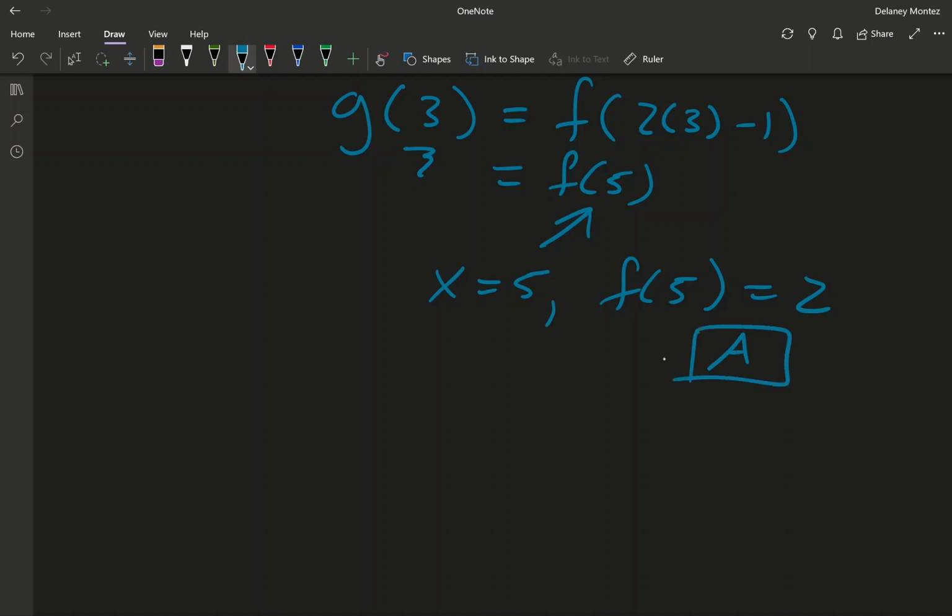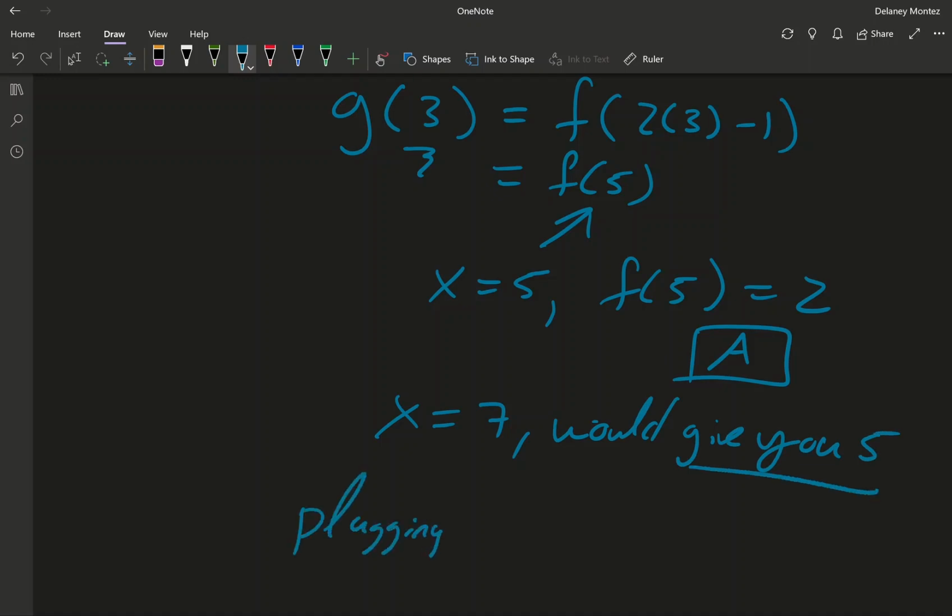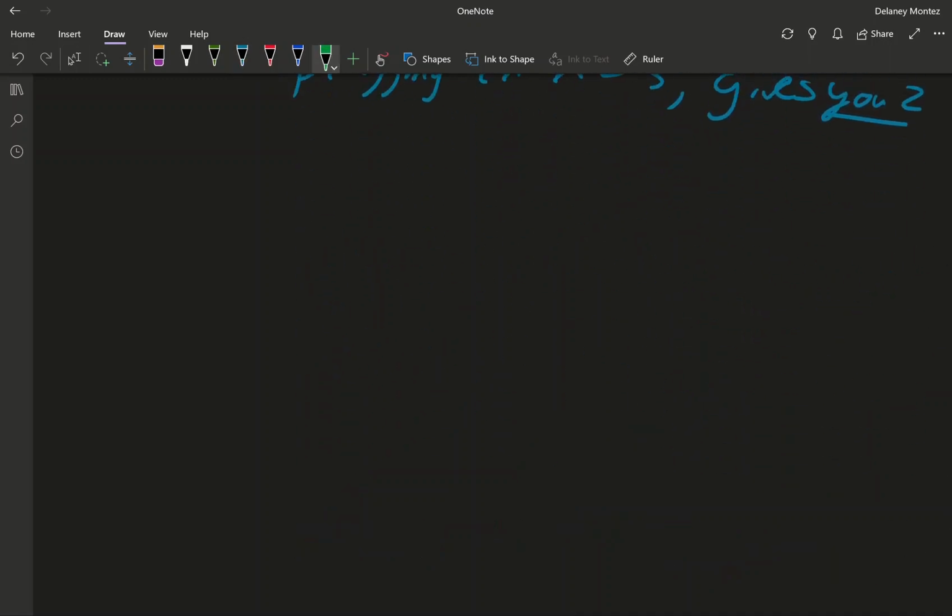Okay, I messed up because I was looking at f of x equals 5. To get f of x equals 5, you would need to plug in x equals 7, which would give you 5. But plugging in x equals 5 gives you 2. So that's the crucial difference there. If you're not paying close enough attention, you can get caught up like me.